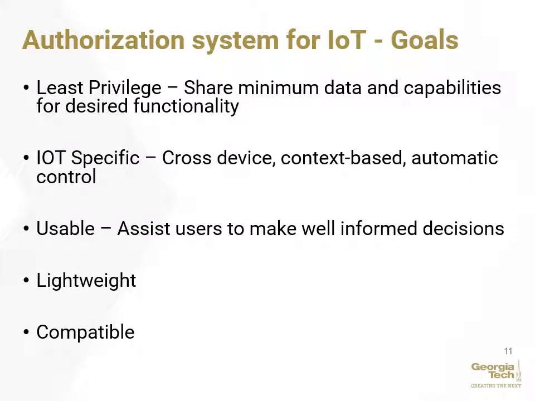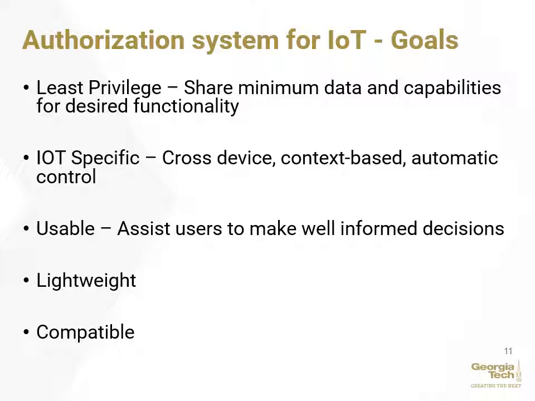Given the unique security challenges of smart home systems, we believe that an authorization system for IoT apps should be designed to achieve the following goals. First one is least privilege. The system should grant only the minimum privileges to an IoT app, just enough to support the desired functionality.